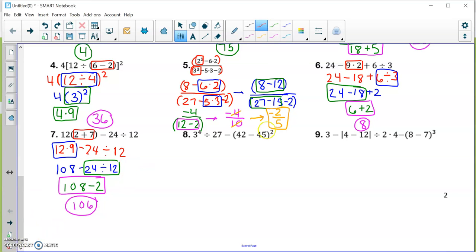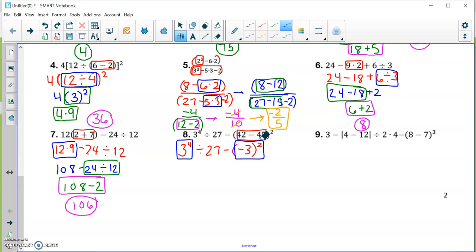Okay, so completing number 8, we're going to deal with the parentheses first. And since there's an exponent on the outside of parentheses, we're going to leave the parentheses there. A 42 minus a 45 is a negative 3. And then this is squared. So now we're going to take care of the exponents. We have a 3 to the 4th power, and then we have this negative 3 to the 2nd power.